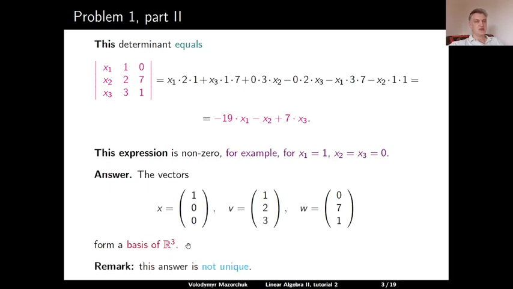Please note that this answer is not unique. We could have taken x1 equal to 0, x2 equal to 1, and x3 equal to 0, or there are many other choices for the vector x. So this is just one of the possible answers.